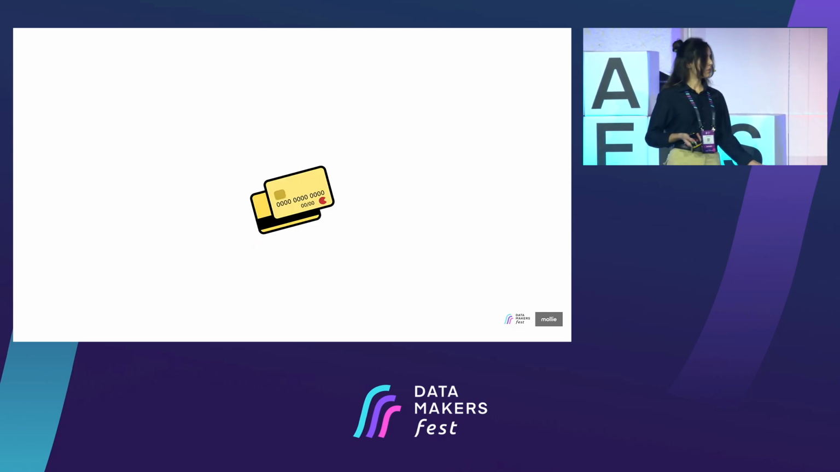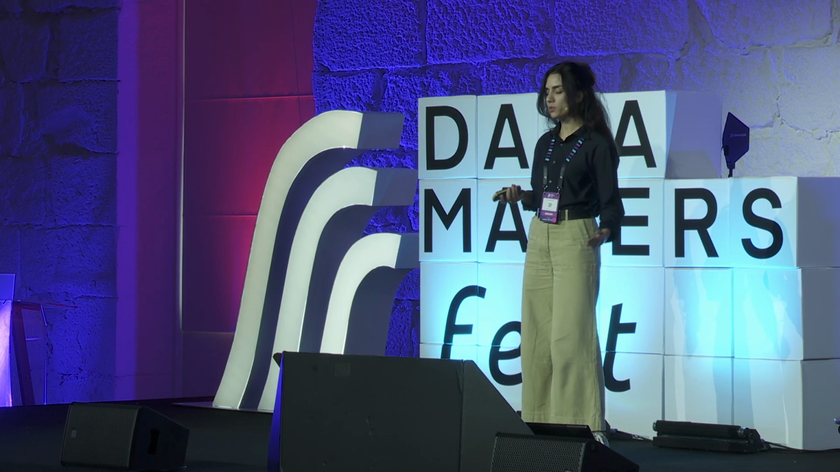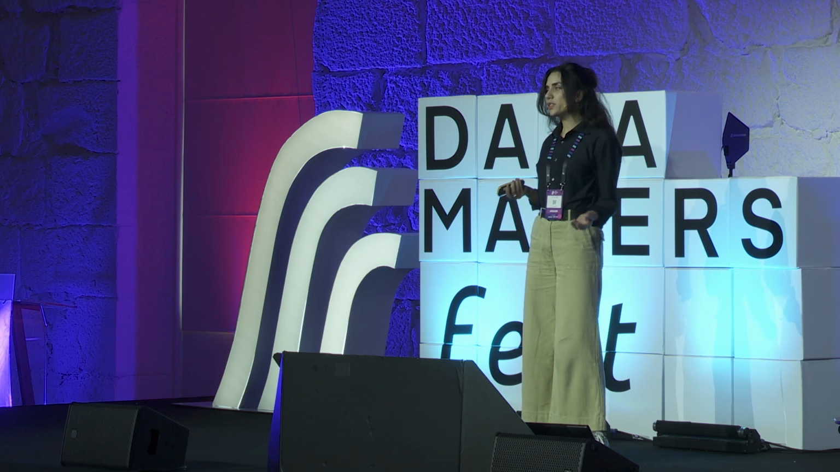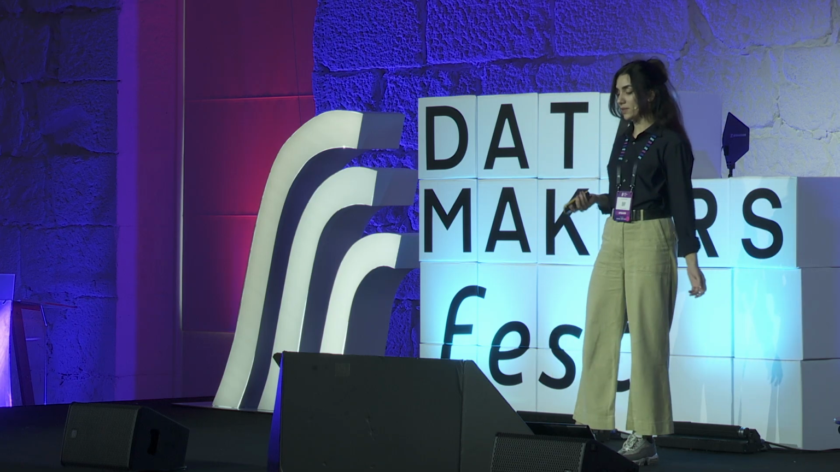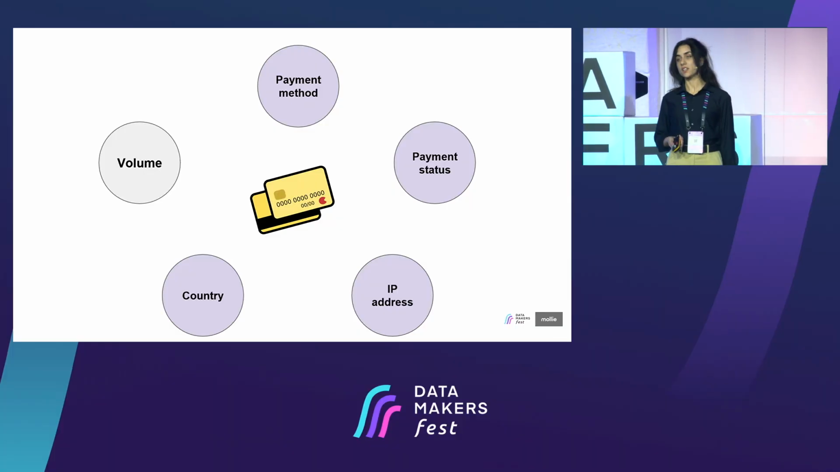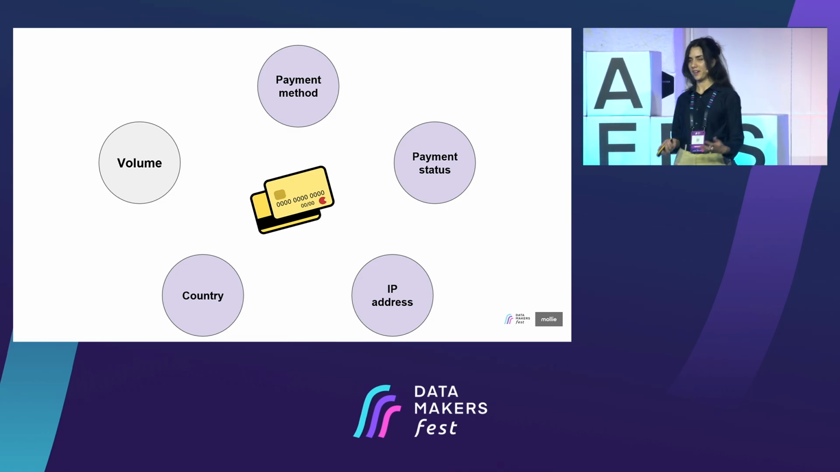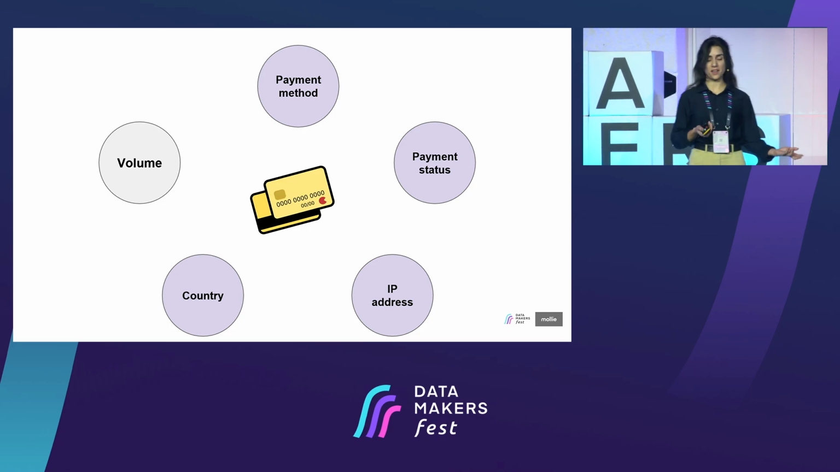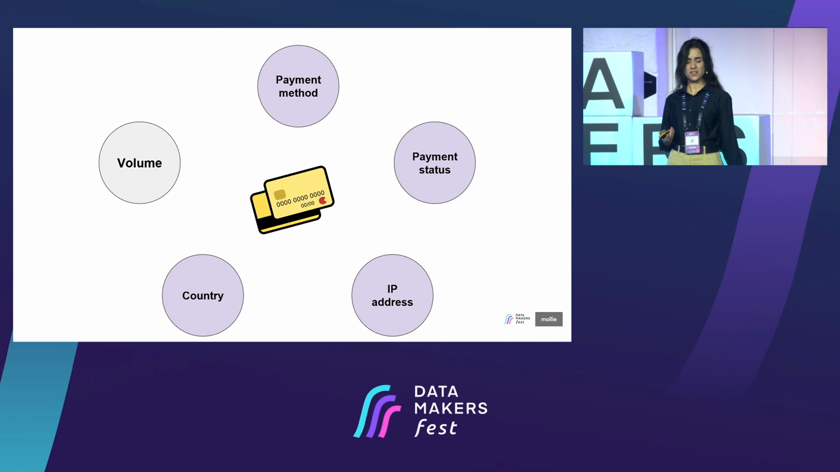So, like I said, I work in payments. Payments sounds like a lot of numerical data, sure, because we have a lot of information on payment volumes, right? But it also has a lot of categorical data. Think of payment methods, payment status, IP address, country. These are all categorical data points that we work with. So just a heads up, some of my examples later will have information from the industry, something about payments, but I try to keep it very simple.